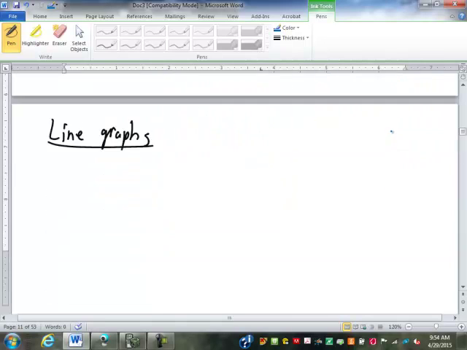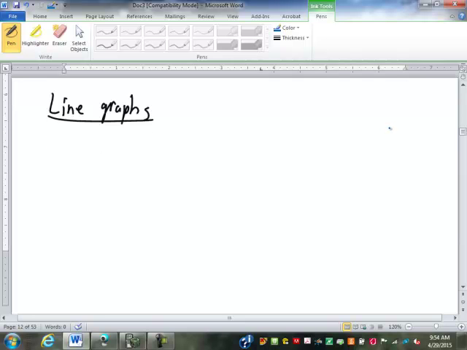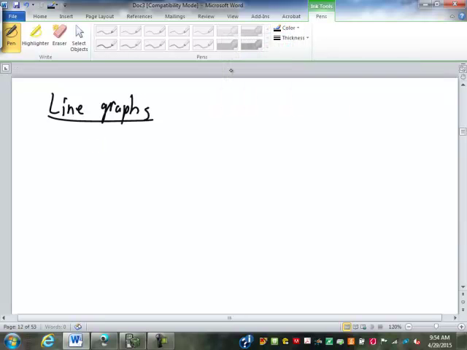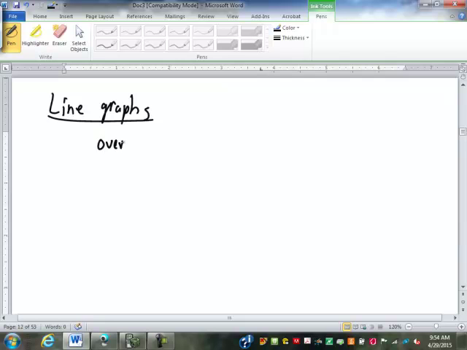Okay. The next type of graph is a line graph. A line graph is quite different because what a line graph shows, rather than measuring different possibilities and comparing the frequency of those different possibilities, the line graph looks at one thing and looks at it over time. For example, a line graph might look at tuition cost.